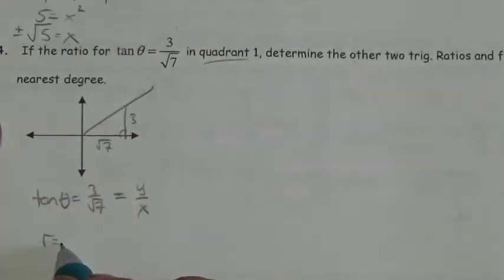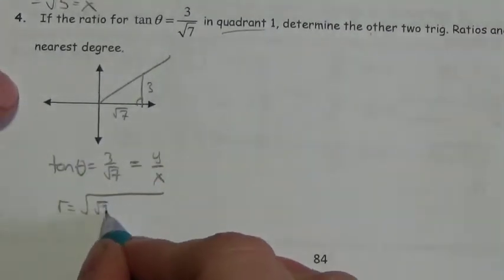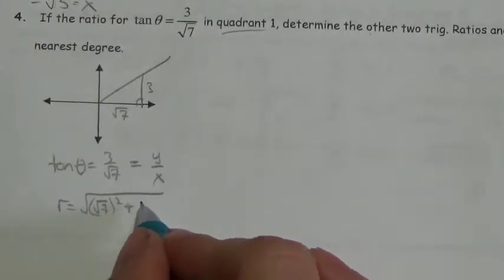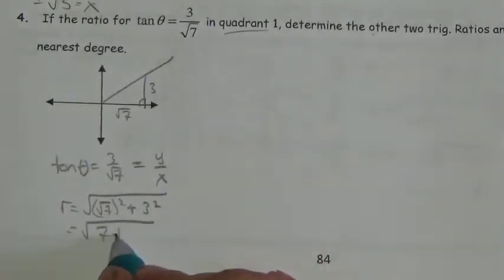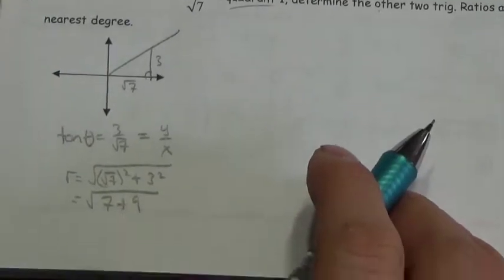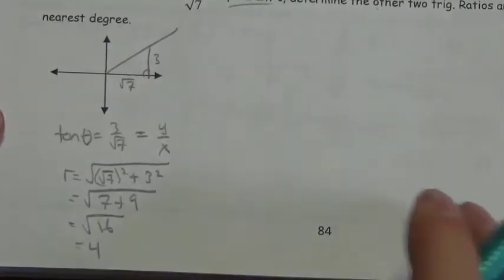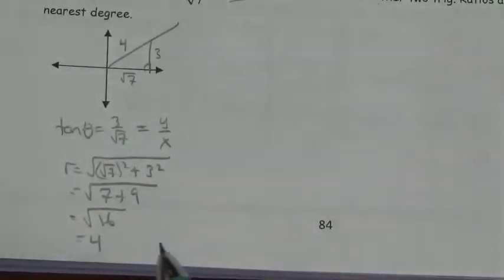Now I got to get r, and that's going to be the square root of x squared. So in this case, root 7 squared plus the y-coordinate squared there, which is going to be 3, so 3 squared. So that's going to be the square root of 7 plus 9. The square root of 16, oh, that's beautiful, works out to be 4. So the radius here is going to be 4. Now, not plus or minus, just positive, because by definition, there's no negative orientation to that.